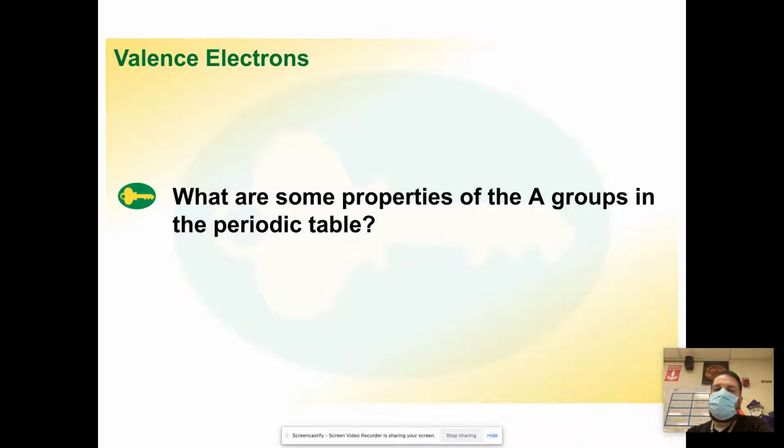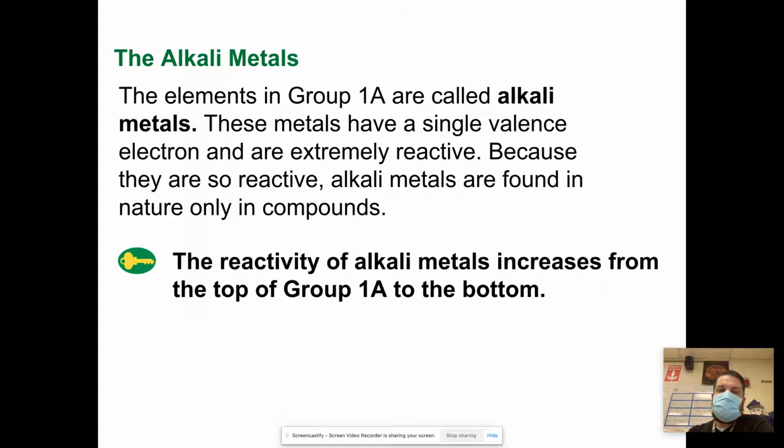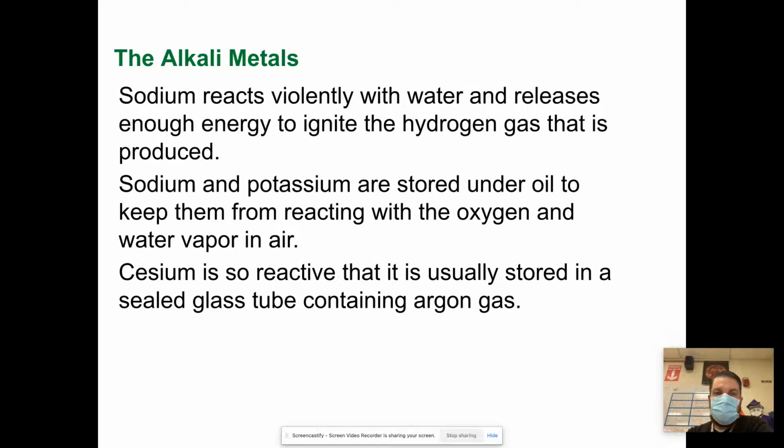What are some properties of A groups in the periodic table? Well, the elements in 1A are called alkali metals. These metals have a single valence electron and are extremely reactive. Because they're so reactive, alkali metals are found in nature only in compounds. In other words, they don't float about by themselves. The reactivity of alkali metals increases from the top of the group down to the bottom. And that's because of how many electrons and protons they have.